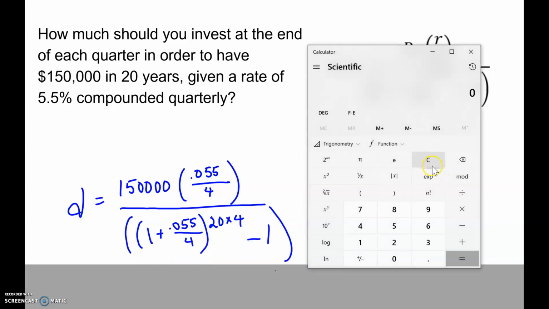Okay, so let's practice again how to get this into the calculator. 150,000 times my parenthesis 0.055 divided by 4, close the parenthesis, now divide by, and in the bottom I have to make sure I use the proper notation, so parenthesis again, 1 plus 0.055 divided by 4, close that, raised to, well, I can't put 20 times 4 without parentheses, but 20 times 4 is easy to do in my head, so I'm just going to turn that into 80, and then minus 1. Close the parentheses for the denominator, and boom, here's my answer.